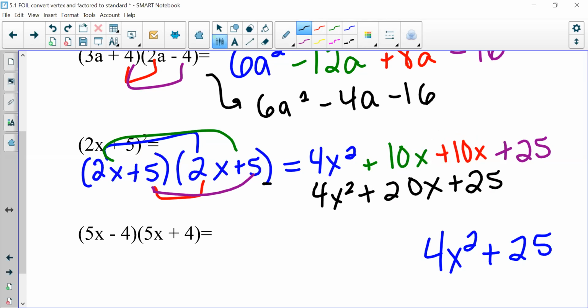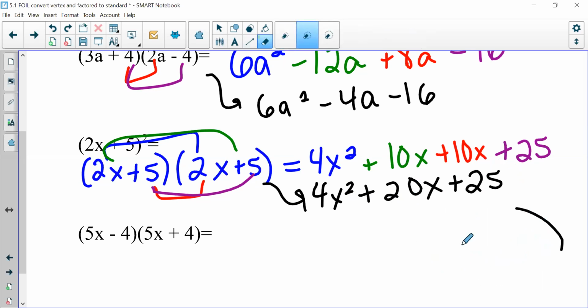Is that the same thing as just distributing the exponent into the bracket? No. What are we missing if we just do this? This is a trinomial. So we're completely missing a term here. The 20x is not here, right? So don't just distribute the exponent of 2 in. You actually have to write the bracket twice and then FOIL. Okay, any questions on that one?